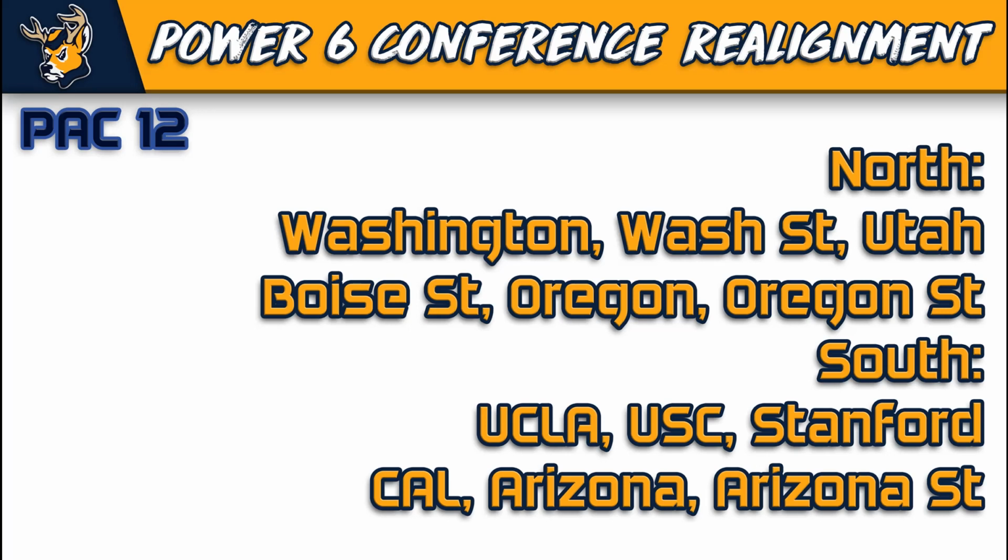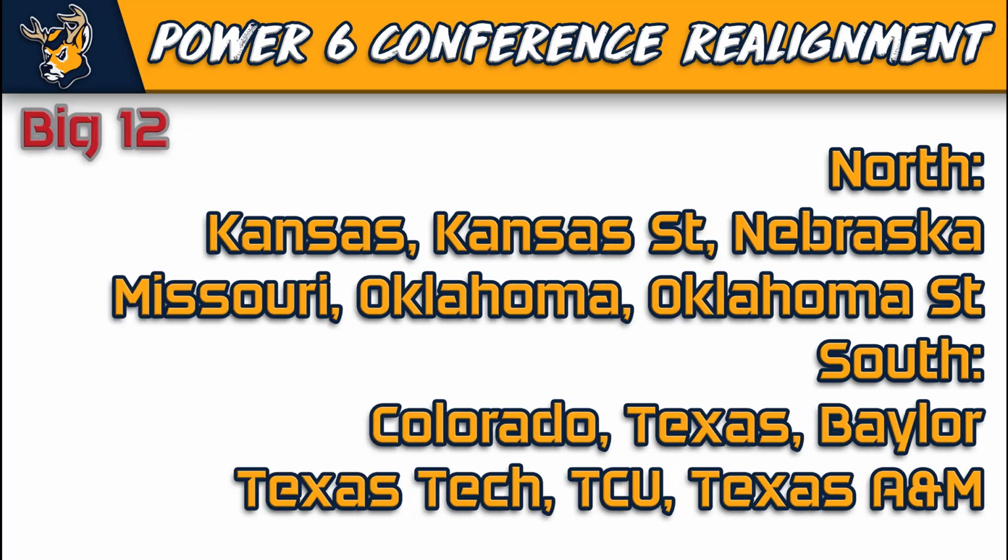Now let's go on to our next conference. Our next conference is going to be the Big 12, which the name will actually make sense now since there's 12 teams. And I personally think more fans will actually like this conference realignment over how it is today. In the Big 12 North, we have Kansas, Kansas State, Nebraska, Missouri, Oklahoma, and Oklahoma State. And in the Big 12 South, we have Colorado, Texas, Baylor, Texas Tech, TCU, and Texas A&M. So we have 4 new teams: Nebraska and Missouri in the North, and Colorado and Texas A&M in the South.